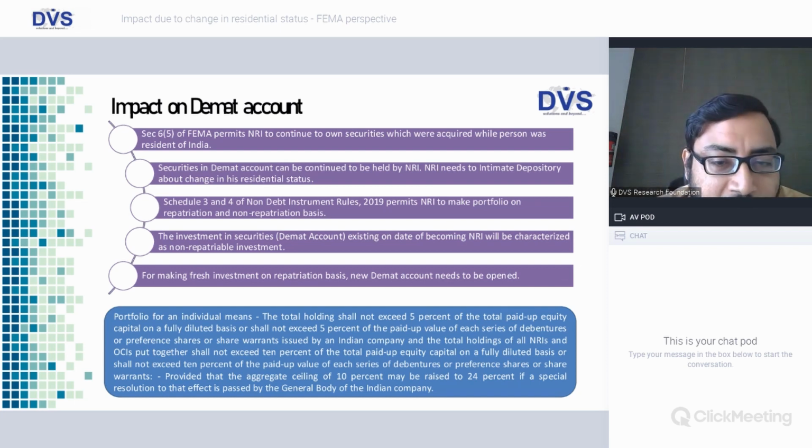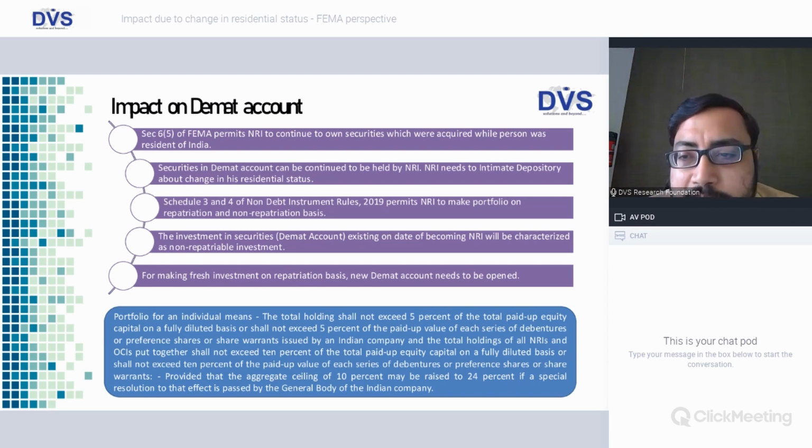Now let us understand what is meant by the portfolio in the case of an individual. For foreign portfolio investors, the limit is different.